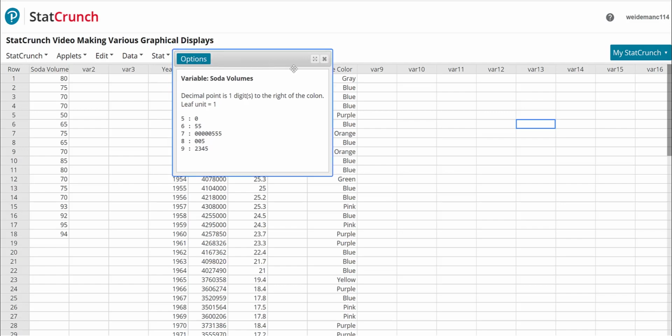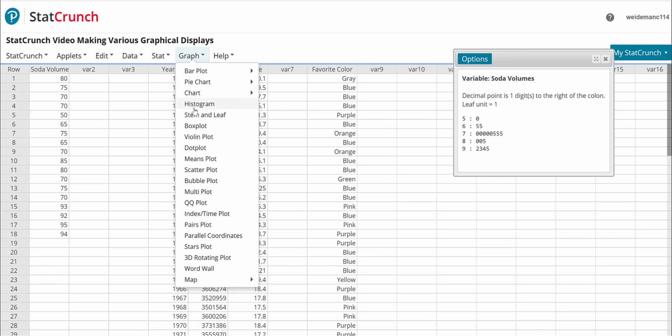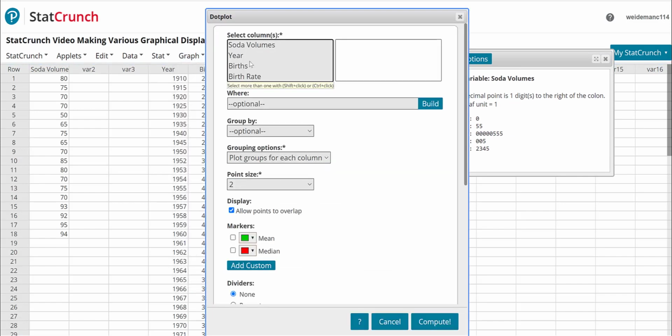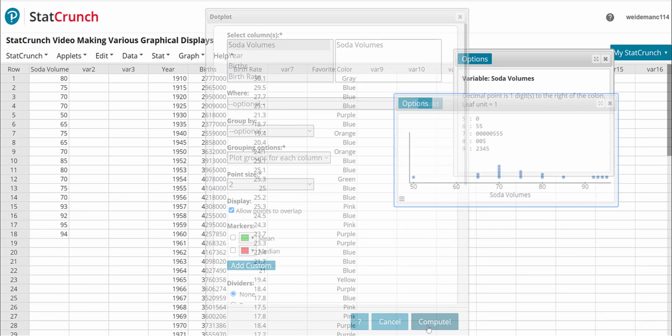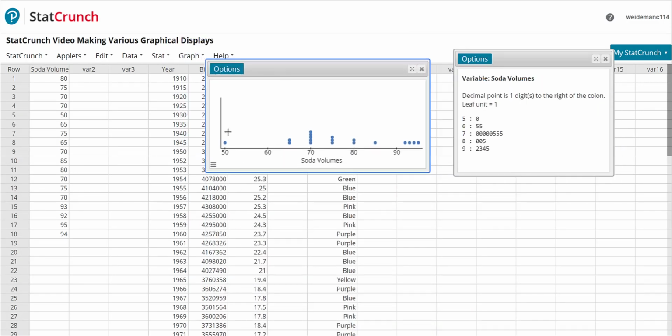With the same data set, let's leave this graph up here. Let's go ahead and make a dot plot with the same data set and see which we like better. So let's go soda volumes. Again, there's really not many options here in the dot plot. So here's the dot plot. You can see 50 looks like it's an outlier. There's two 65s here. You can get an idea of the distribution of the data in the dot plot. So there's your stem and leaf and your dot plot.